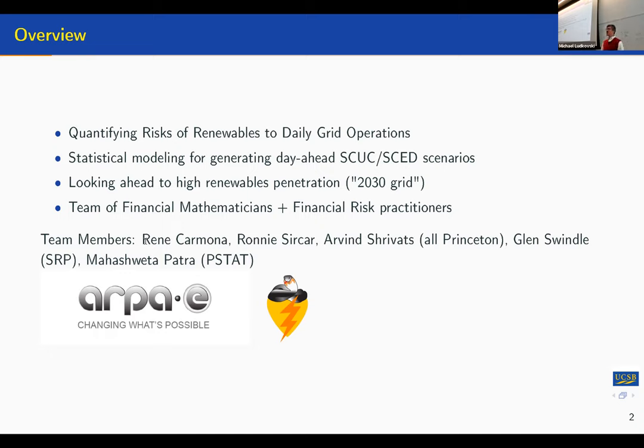For RPA, it was a step out of their usual wheelhouse to get in touch with mathematicians and statisticians in order to do this risk quantification in the area of, not necessarily daily, but you know, grid operations.